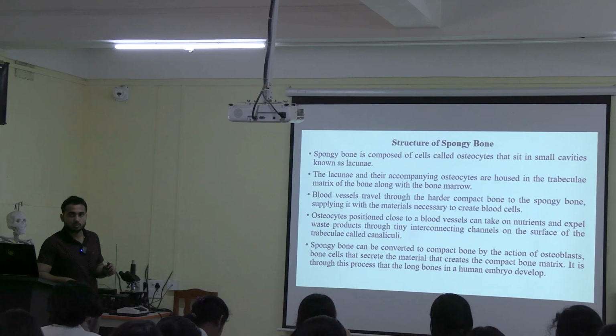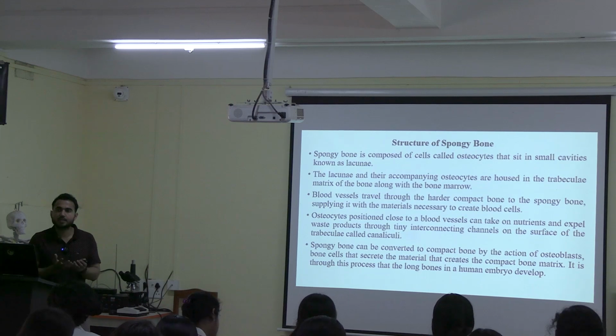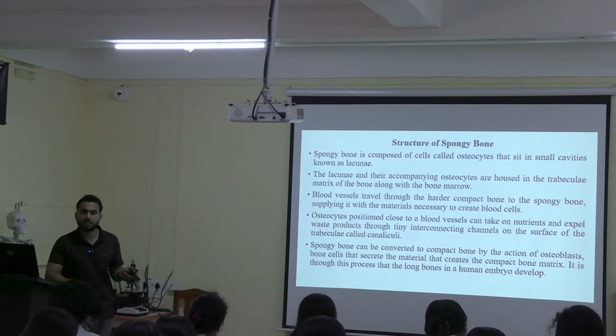In the trabeculae, the lacunae and their accompanying osteocytes are housed in the trabecular matrix of bone along with the bone marrow. The speciality of the spongy bone is that due to the trabecular arrangement, it has large cavities in between the trabeculae. Inside those cavities, bone marrow is present.